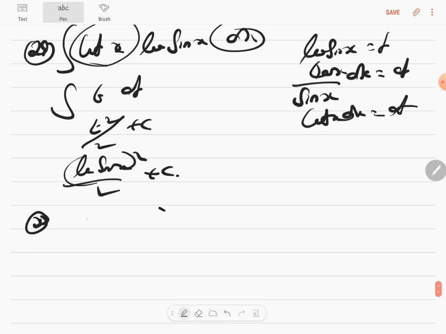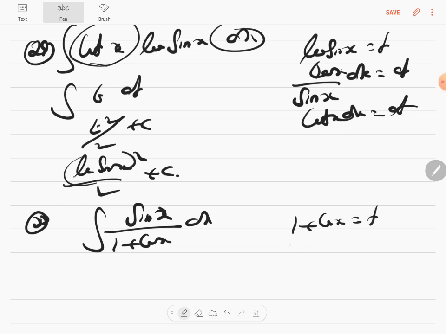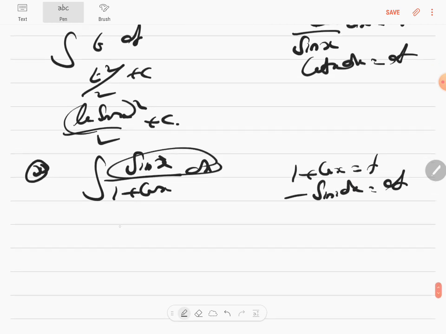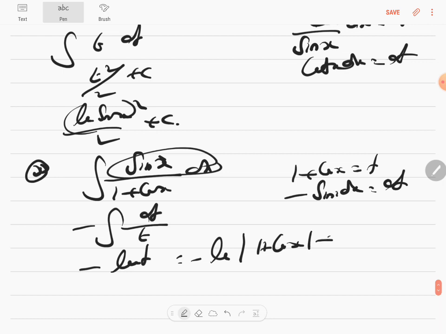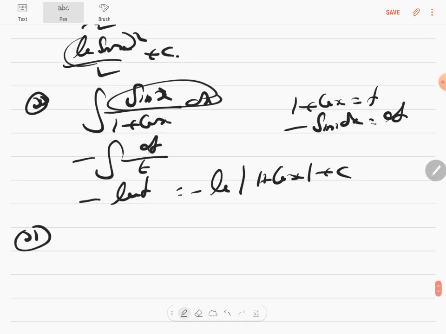Let's go to 30th question. Integration of sin x by 1 plus cos x into dx. Take 1 plus cos x as t, which means minus sin x into dx becomes dt, but you have only sin x dx. So minus dt by t, minus log t, which is minus log of mod of 1 plus cos x plus c.